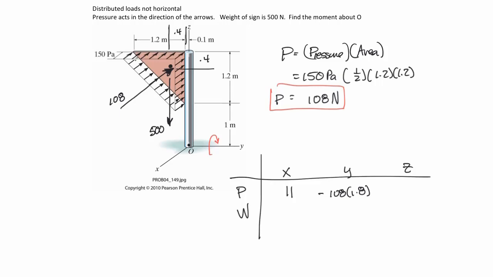Alright, how about the pressure about the z-axis? About the z-axis, it looks like it goes in this direction, and here's the lever arm.